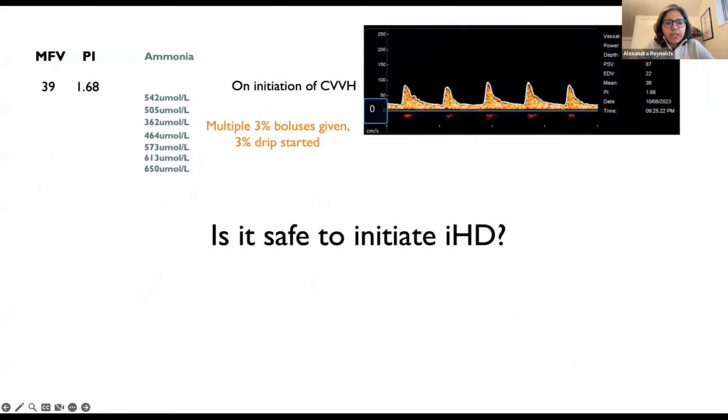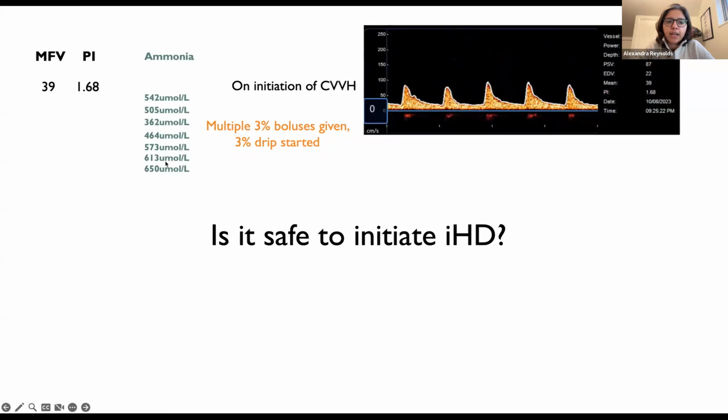And so we tried to do TCDs, and even if you don't know what the number is, you can see that through most of the cardiac cycle, there's very poor flow compared to during systole. And he was initiated on CVVH in order to clear ammonia. And you can see that we trialed multiple 3% boluses and started a 3% drip in order to bump up the sodium. And over time, you can see that the generation of ammonia was actually overcoming the clearance of ammonia by the CVVH, where his ammonia went up to 650.